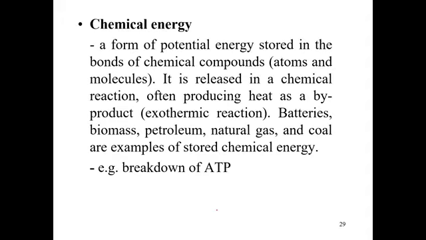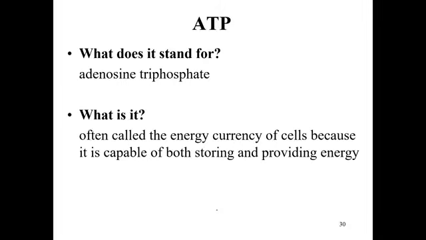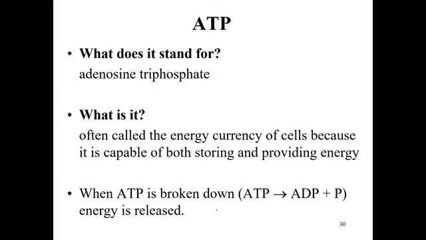And a good example is the breakdown of ATP. I already mentioned it earlier, but I did not bother to explain what ATP is. ATP, or adenosine triphosphate, is usually called the energy currency of cells. This is the primary source of energy because it can both store and provide energy. When ATP is broken down, it produces energy. When ATP is formed, it stores energy.